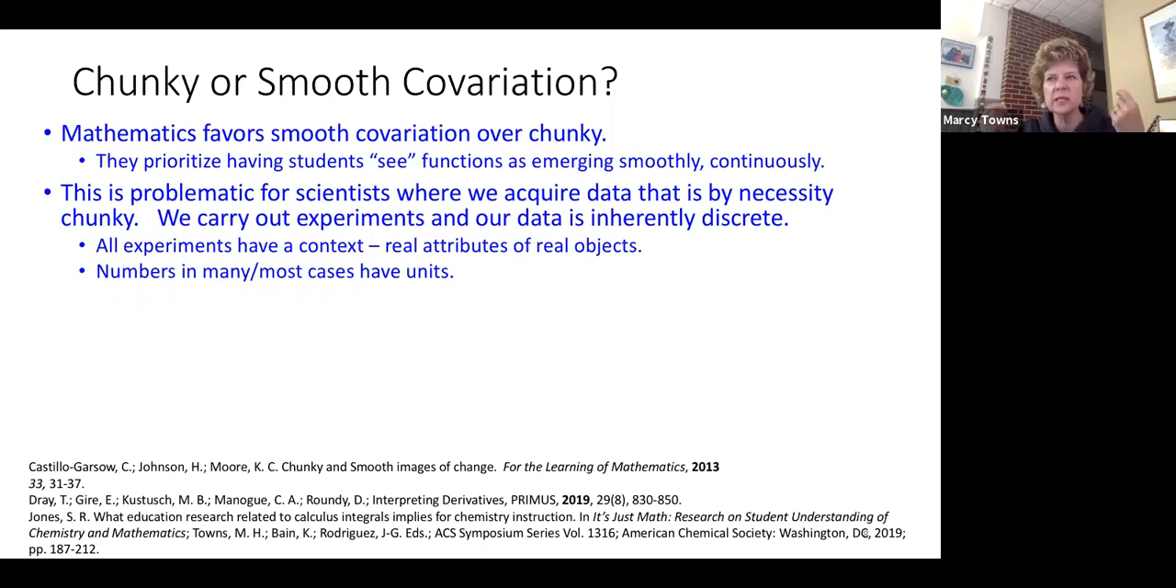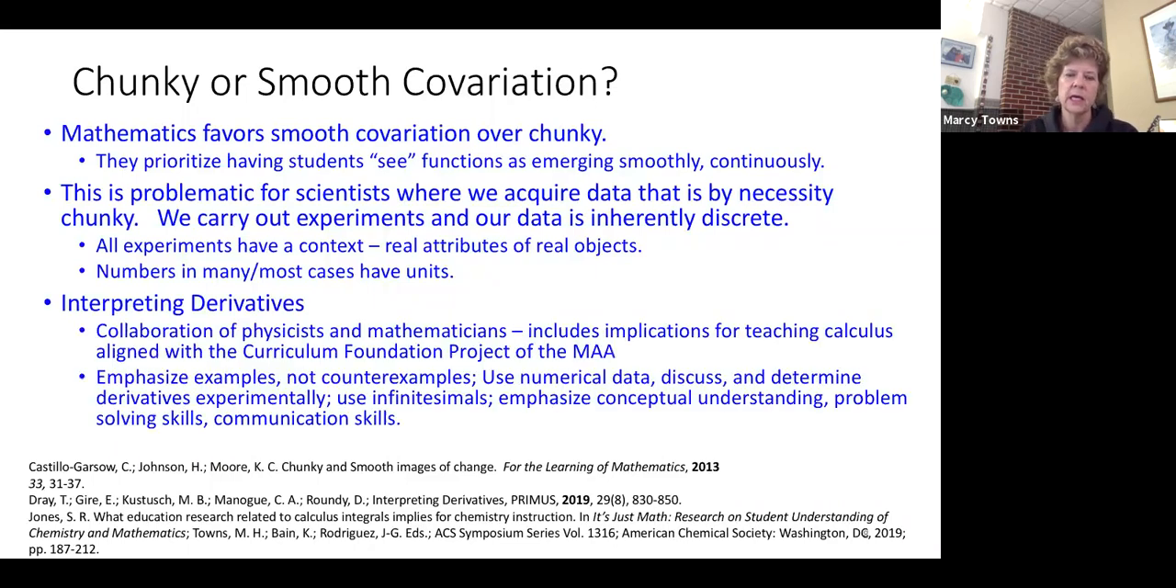And all of our experiments have a context, and the things that we measure are real attributes of real objects, and in many, many cases they have units. And in mathematics, that is not how mathematics gets taught. And so no wonder some of the time there's a difficulty between what a student learns in a math class and what they learn in a chemistry class. Another way I've heard it framed is that between the sciences and mathematics, we have the same vocabulary, we just use different grammar.